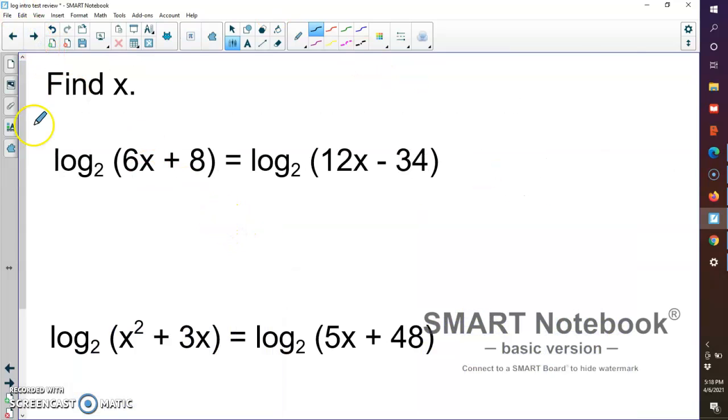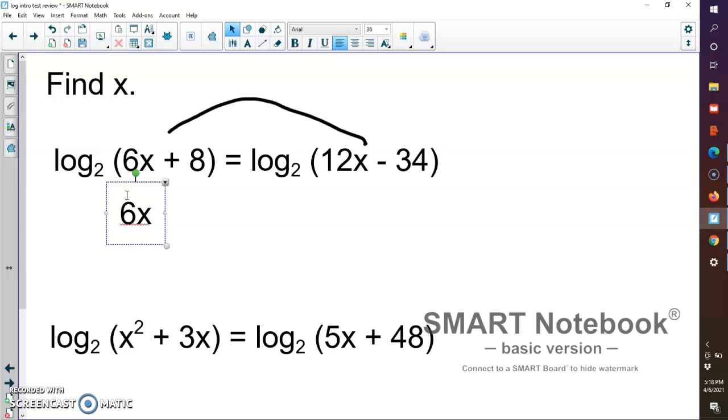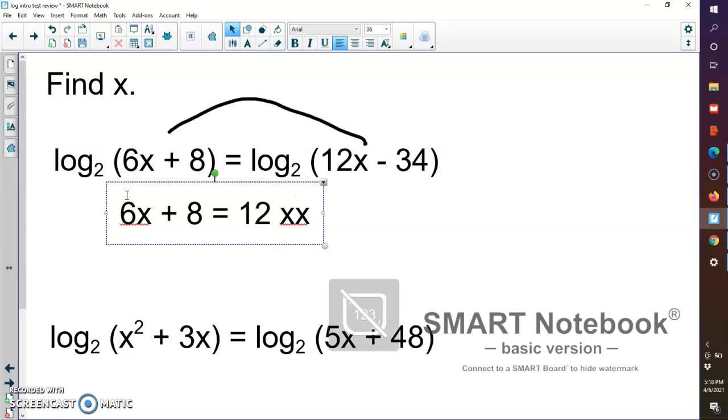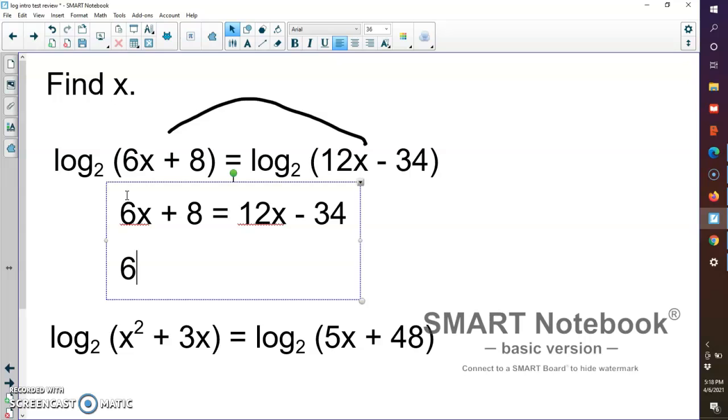Okay. Here, when logs are equal, as long as they have the same subscript, we can set these two terms equal. So as long as we have the same subscript, these two terms here can be set equal. And that's what I'm going to do. 6x plus 8 equals 12x minus 34. I'm going to get 6x.